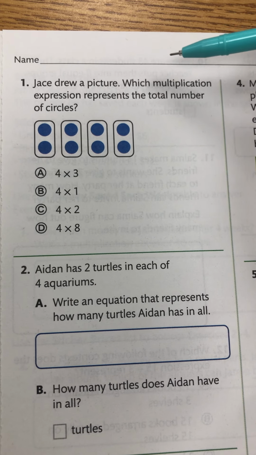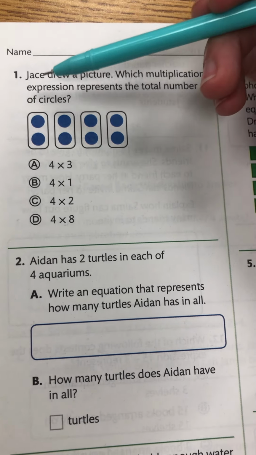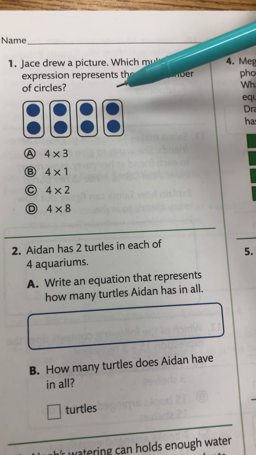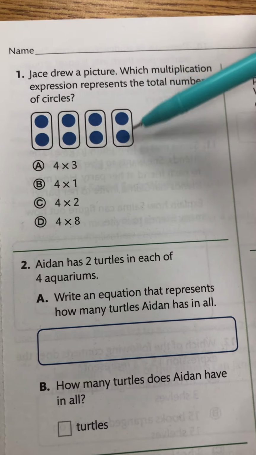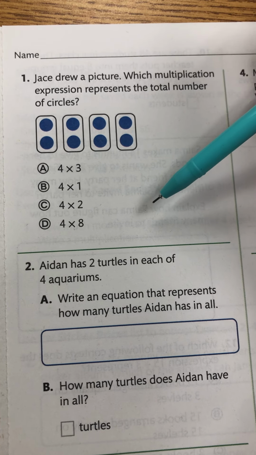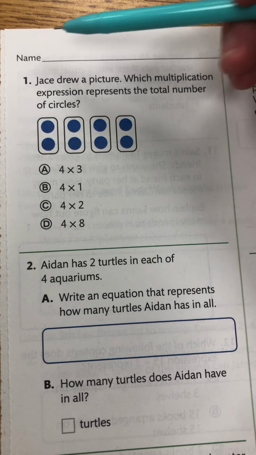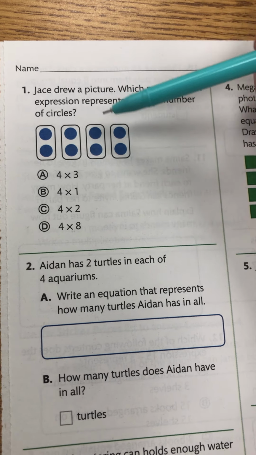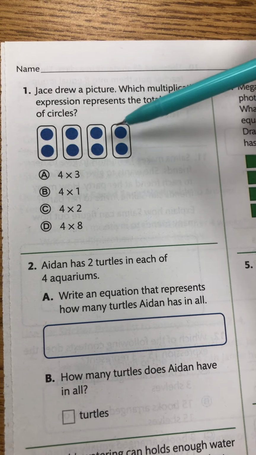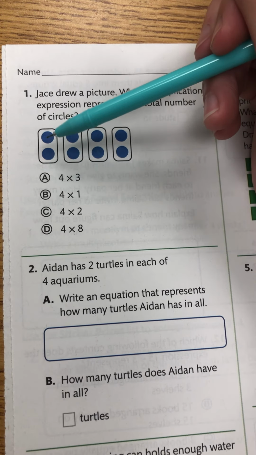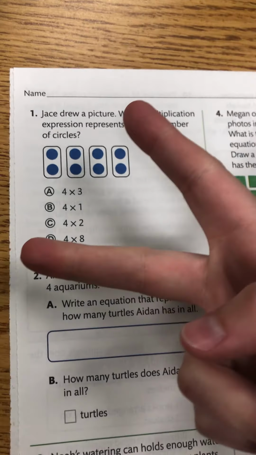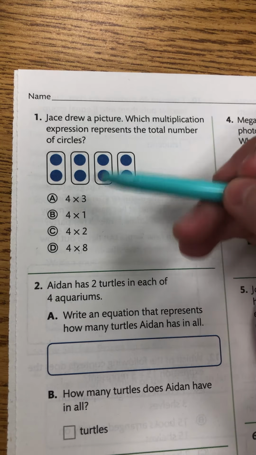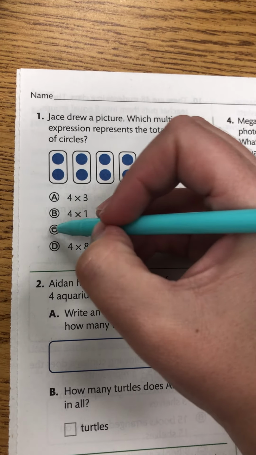Jace drew a picture. Which multiplication expression represents the total number of circles, okay? So this is called equal groups, okay? We can use that for division and multiplication. So we have 1 group, 2 groups, 3 groups, 4 groups, okay? So how many is in 1 group? 2. So this is 4 groups times 2 in each. So the answer would be 4 times 2.